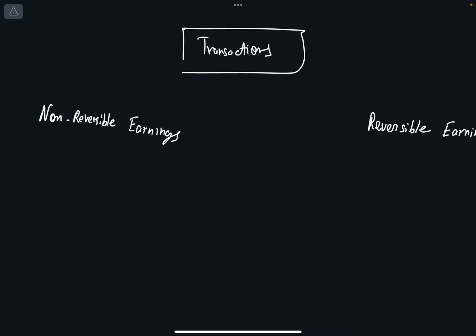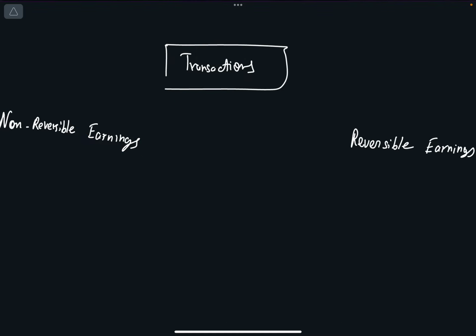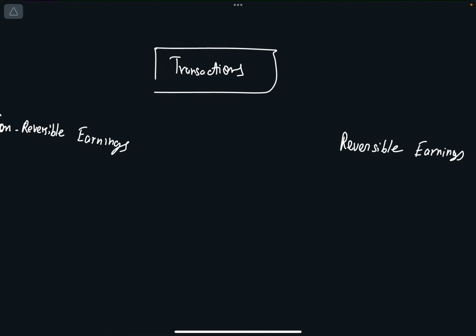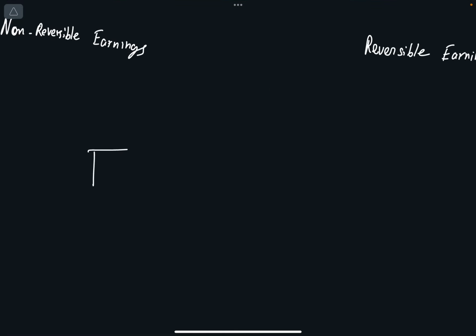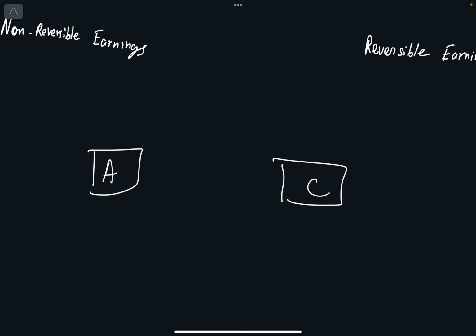Okay, now what do I mean by this reversible, non-reversible? Well, let me just rearrange it properly. What I mean by whether it's reversible and non-reversible is, is it going to come back? For example, let's say this is Australia and this is China, right? And let's say China lends money to Australia, okay?